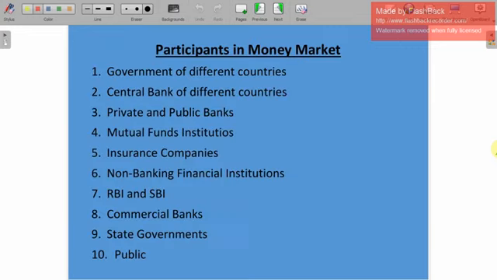And next, who participates in the money market? Governments of different countries, central banks of different countries, private and public banks, mutual fund institutions, insurance companies, non-banking financial institutions, RBI and SBI, commercial banks, state governments and public bodies participate in the money market.